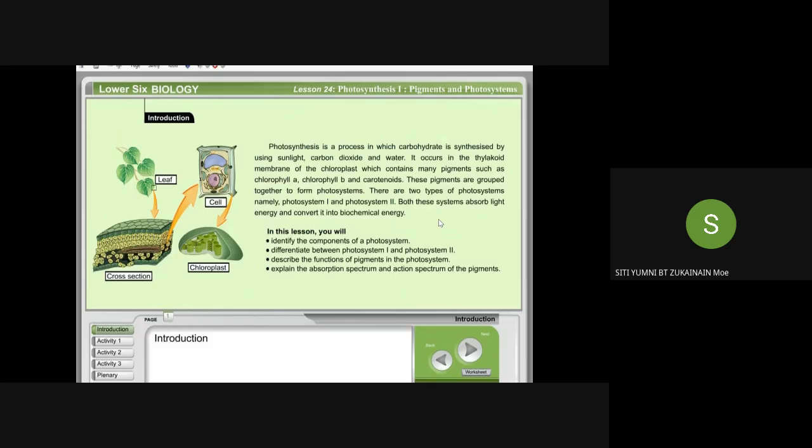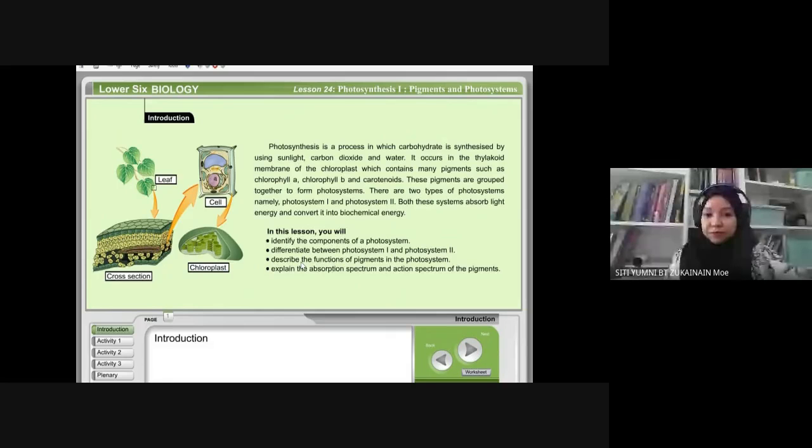As I already covered the components of the photosystem and the details of photosystem 1 and photosystem 2 before, you can differentiate these photosystems and the functions of the pigments in the photosystems. The absorption spectrum and action spectrum of the pigments have already been covered.